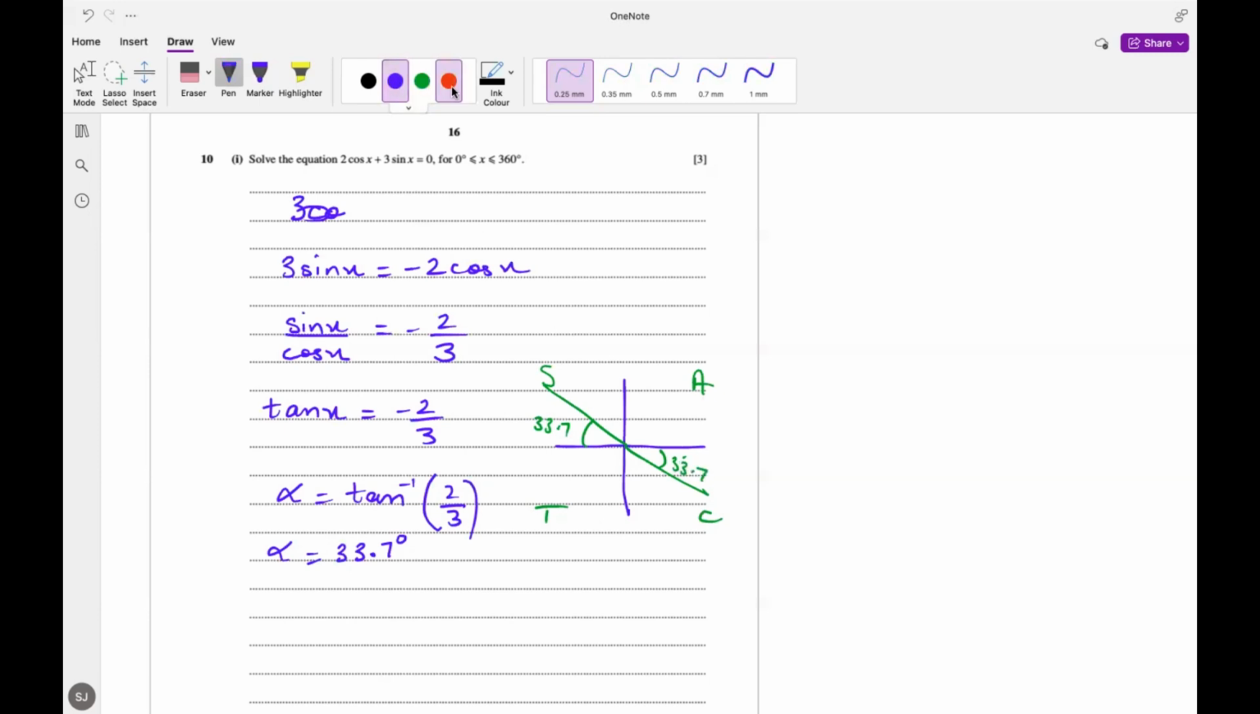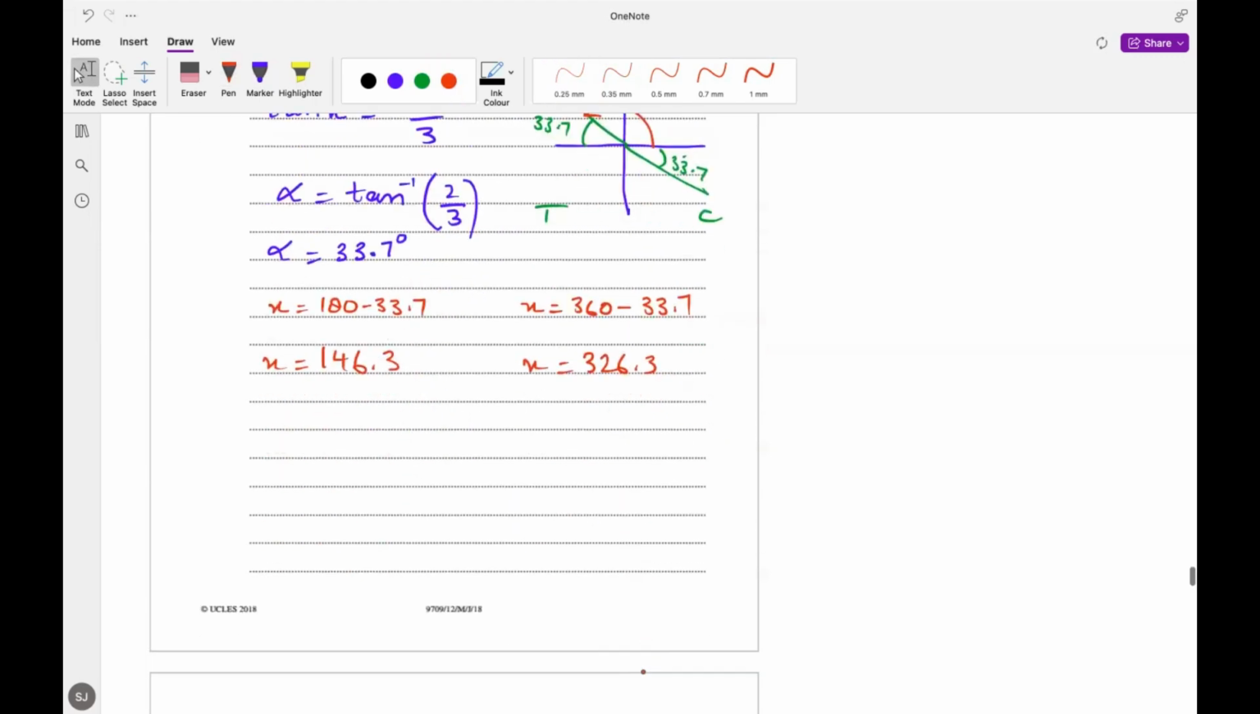As angle is measured from the x-axis anti-clockwise, the first value for x will be 180 minus 33.7, and the second value will be 360 minus 33.7. So the two values of x will be 146.3 and the other value of x will be 326.3.